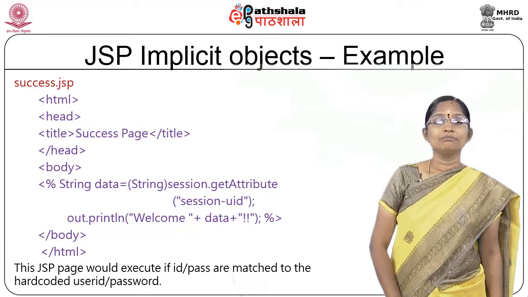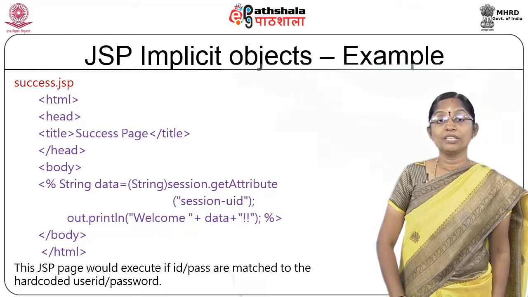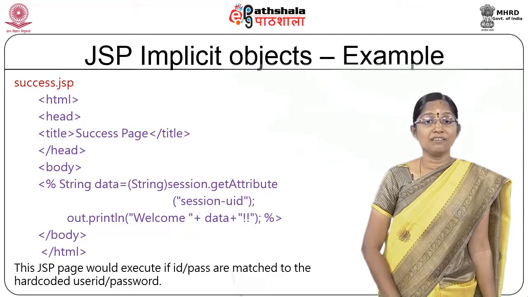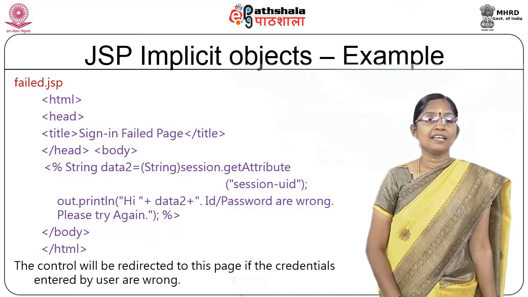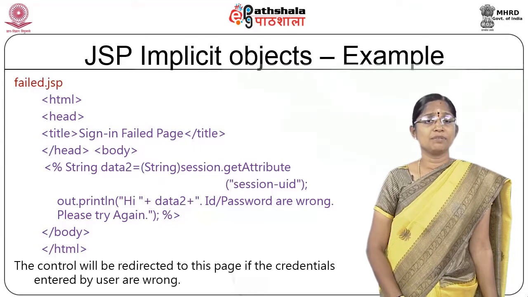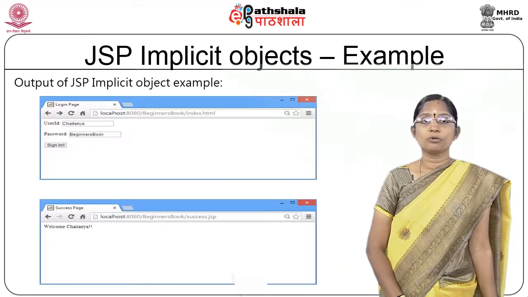So, welcome data is nothing but the user ID of the current session, which has been fetched and concatenated along with welcome. Again, in failed.jsp, the current ID of the session has been taken as a string and concatenated with a hi, saying that the password has been wrong, because this is failed.jsp. Now, let us look through the output of these two programs.